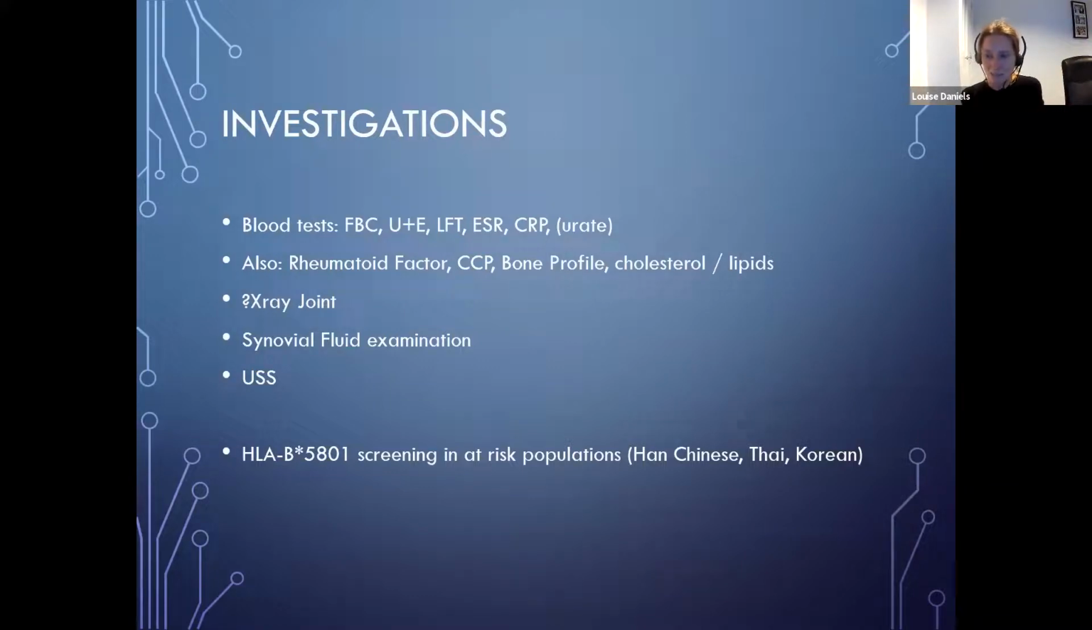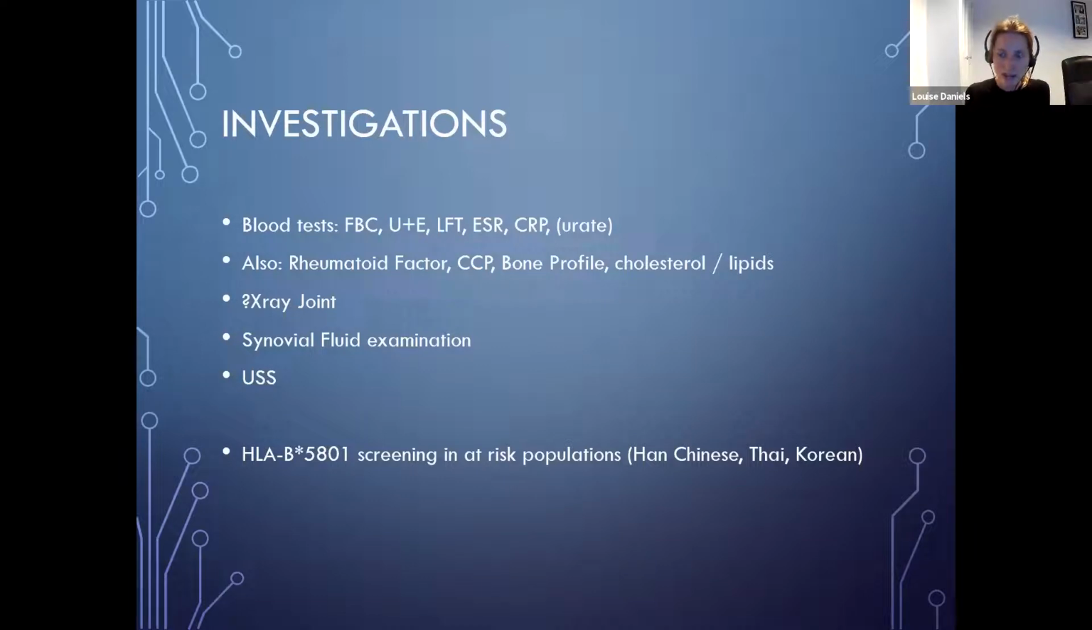Investigations are probably not needed to make the diagnosis of acute gout. You can usually make the diagnosis based on the history, but you will need some blood tests in order to be able to support that diagnosis and advise on treatment going forwards. So as a bare minimum, they would need a full blood count, kidney function, liver function, ESR and CRP, and a urate level. I've put urate in brackets because it's not usually recommended to check that during the acute attack because it may be normal at that time.